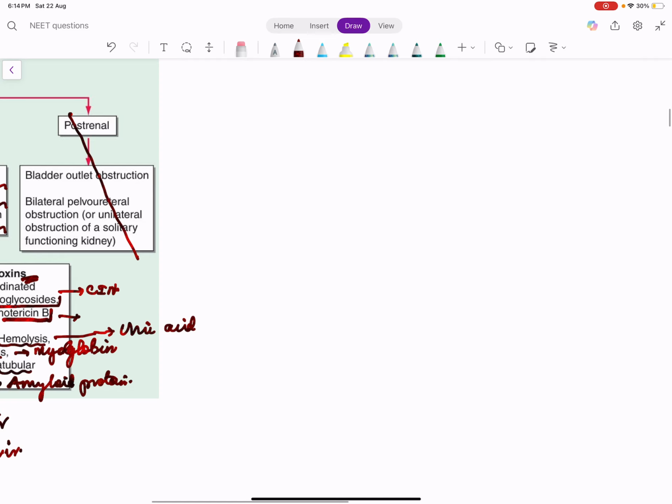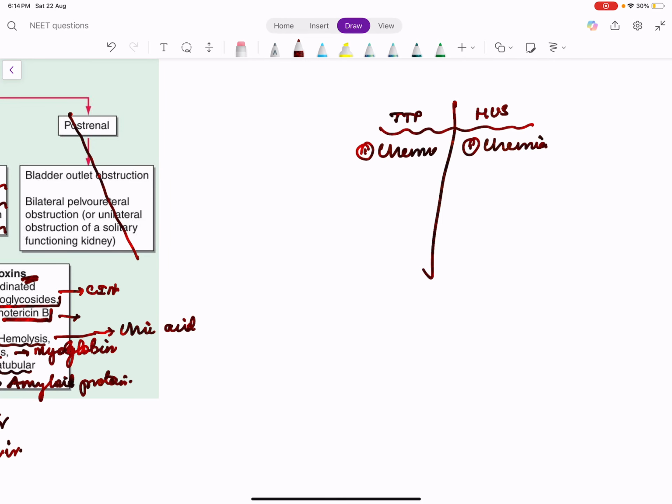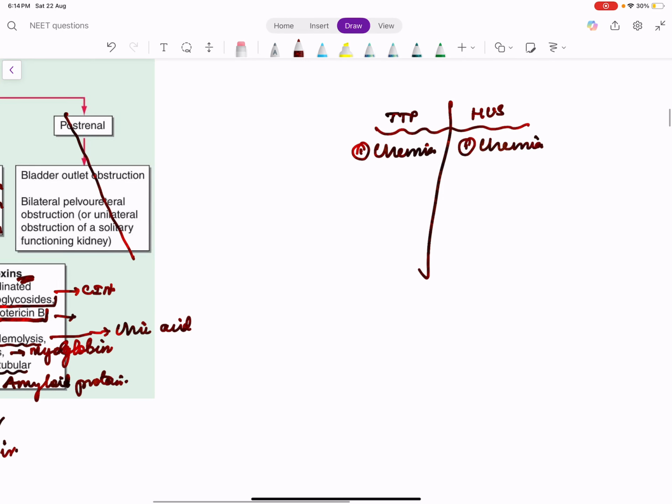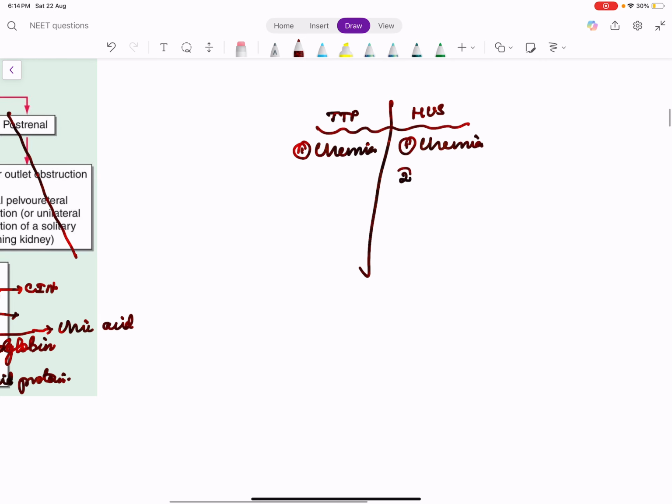What is TTP-HUS? Thrombotic thrombocytopenic purpura, HUS, hemolytic uremic syndrome. Both have nearly the same features. There will be uremia in both. So what is the hemolysis? Because of hemolysis, there is anemia. Here also there will be anemia.